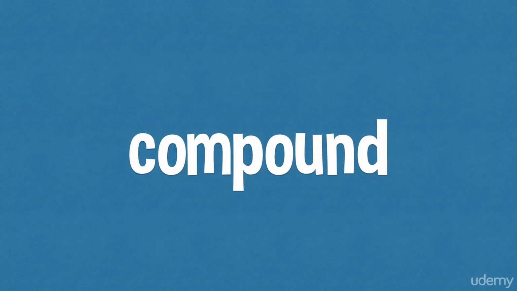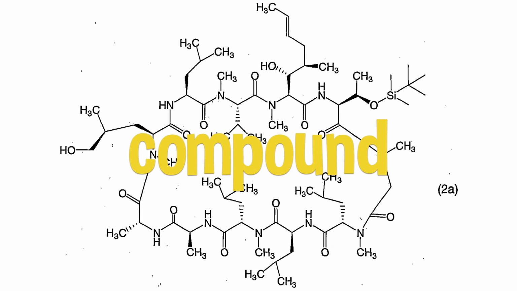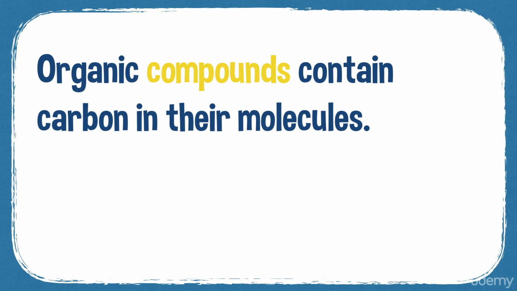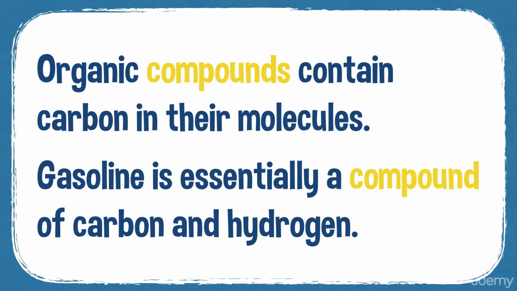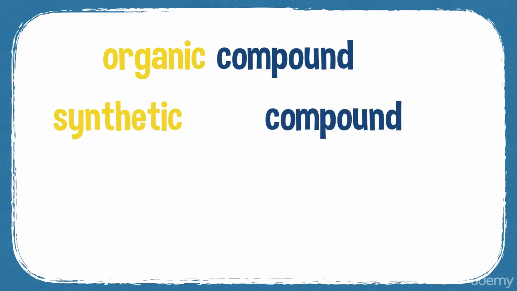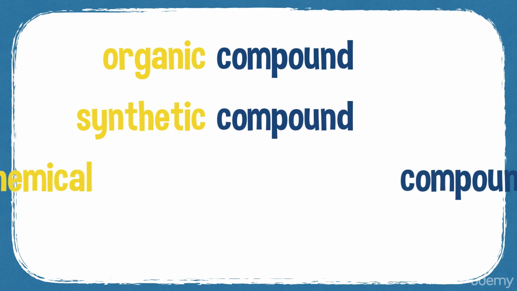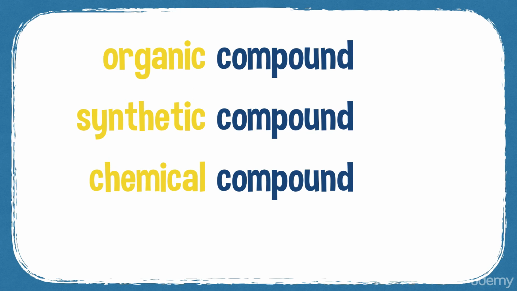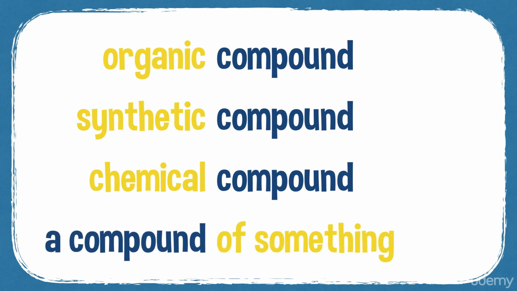Compound is your next word, compound. So a compound is a substance that consists of 2 or more elements, and here's a diagram of what a compound is. So organic compounds contain carbon in their molecules. Gasoline is essentially a compound of carbon and hydrogen. So you can have an organic compound, you can have a synthetic compound and a chemical compound. And you can have a compound of something.